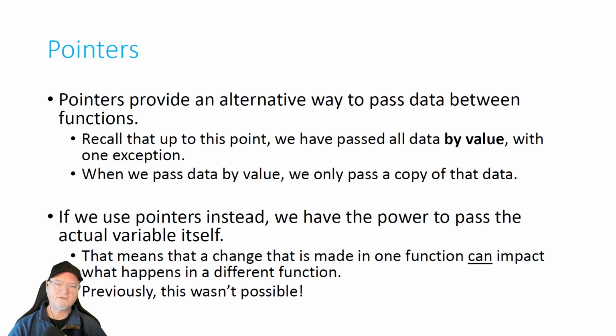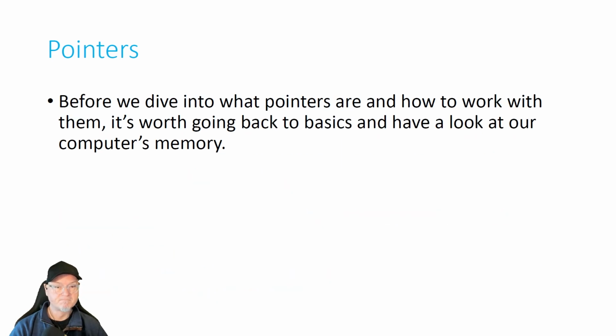Now, pointers, instead, allow us to directly pass the variable itself, because we're accessing the address in memory of where the data lives. And by accessing that address, we can directly change values that are stored at that address. So in other words, the impact this has in your coding practice is that if you use pointers and change data in one function, it can impact what happens in a different function with respect to that variable. And without pointers, that's not possible in C.